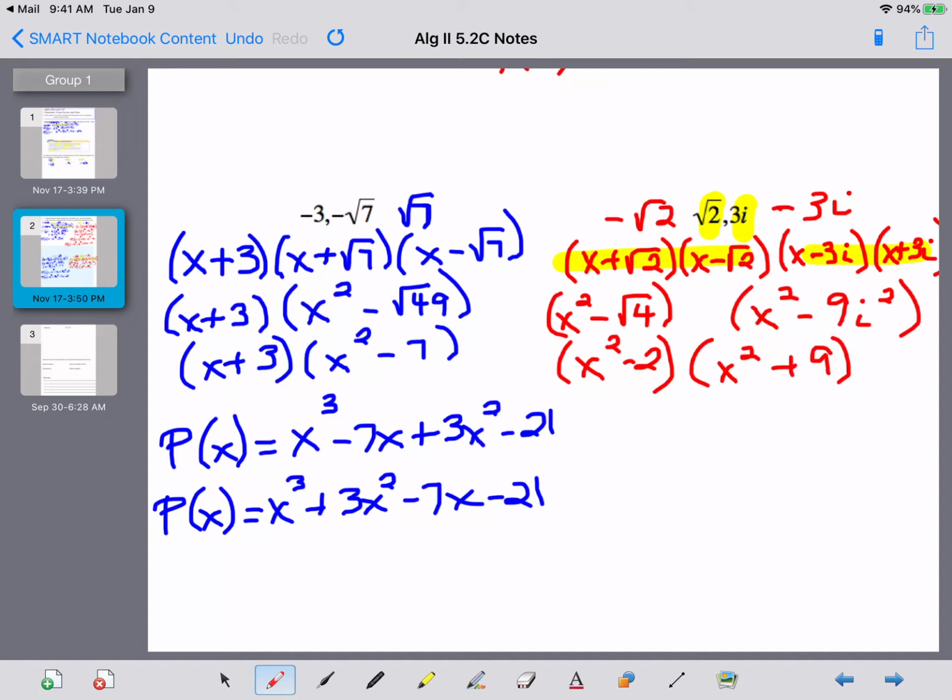And now if we were to FOIL those out, p of x would equal x squared times x squared, so x to the 4th. Outsides, we would get 9x squared. Insides, we get negative 2x squared. That would total to a 7x squared. And then our last term would be negative 2 times 9, or negative 18.